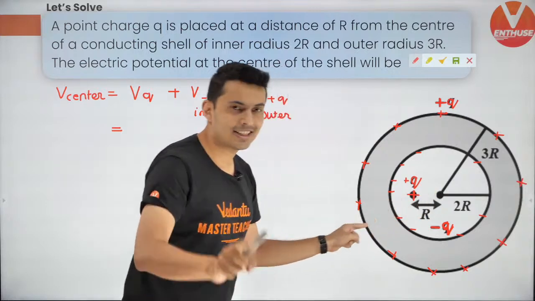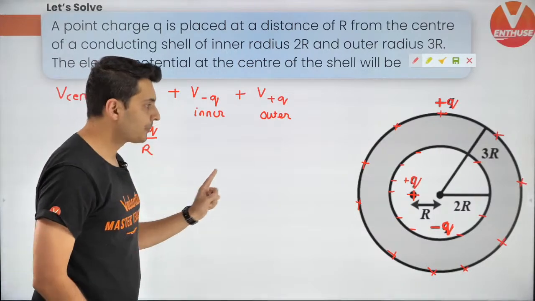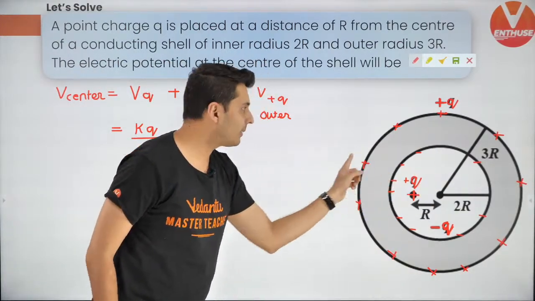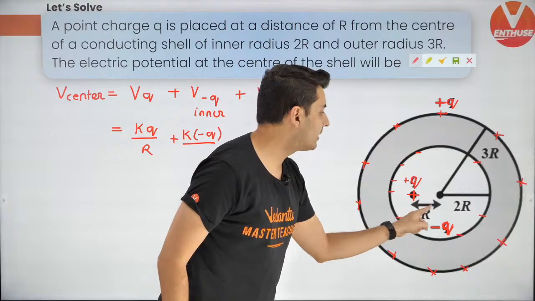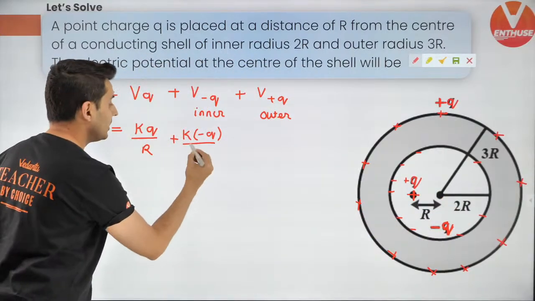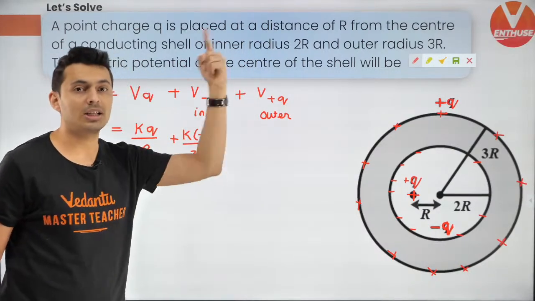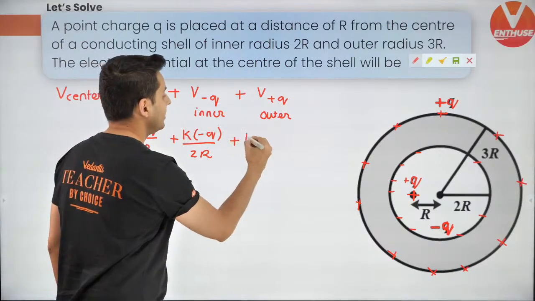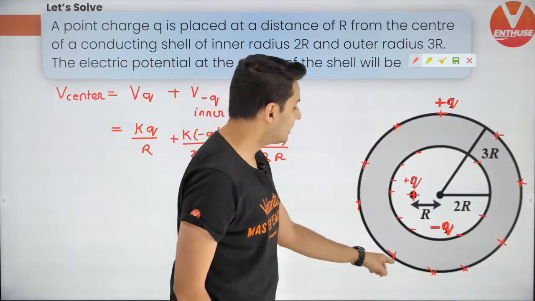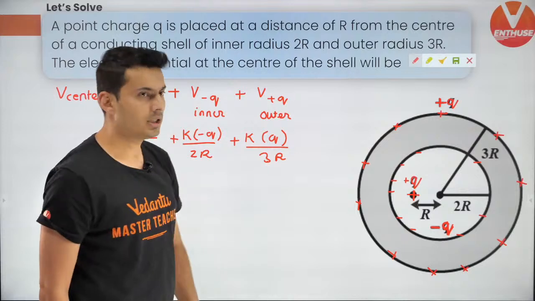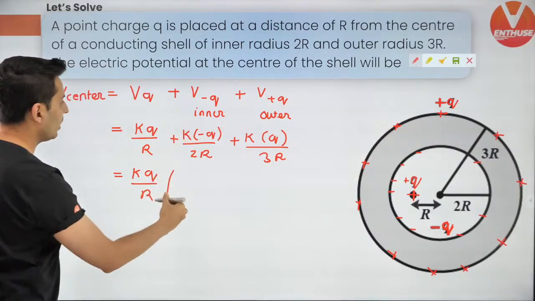All right. Because of this charge, it's going to be kq divided by r. Then because of the negative charges, it will be k times minus q divided by, what is the radius of the shell? The radius of the shell is 2r. So minus kq divided by 2r. That's the formula for potential: k into charge divided by the radius of the shell. Plus kq again divided by 3r, because these positive charges are at a distance of 3r. Once you get it, just simplify. You will get kq by r as common, and what else will you have?